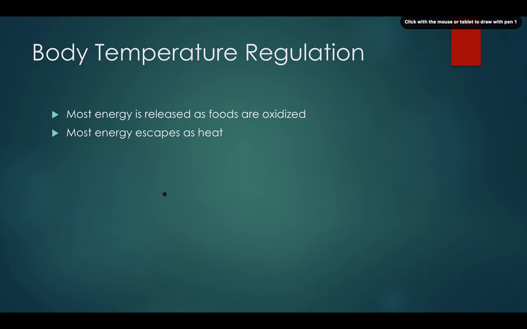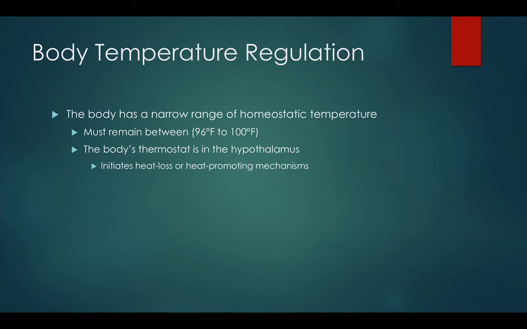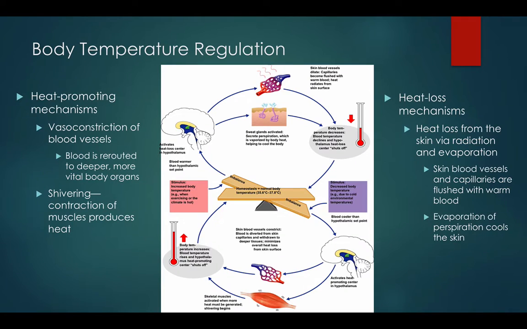And then lastly, your body temperature regulation. Most of your energy is released as foods are oxidized, and it escapes as heat. That heat that's escaped actually helps to maintain a constant body temperature, which maintains homeostasis. Your body temperature ranges between 96 and 100 degrees Fahrenheit. Your body's thermostat is located in the hypothalamus, and it initiates heat loss or heat promoting mechanisms based on the feedback it receives.